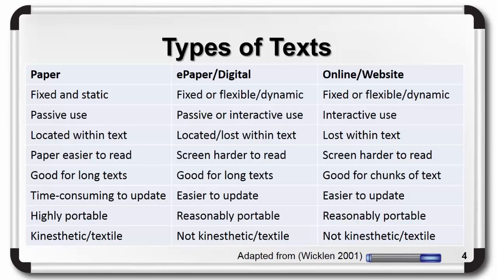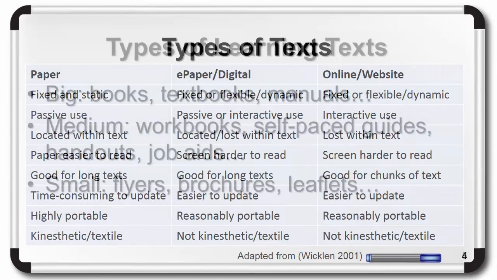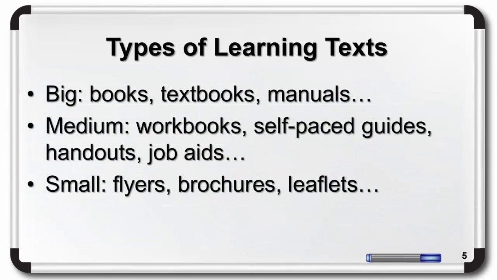The impacts outlined in this table are important when choosing between various text media for your learning design projects. You may want to pause the video now and review the table in detail. For the purposes of this lesson, we'll focus on designing paper and e-paper texts and leave website design for future lessons. Texts might be designed very differently depending on their length and intended goals.